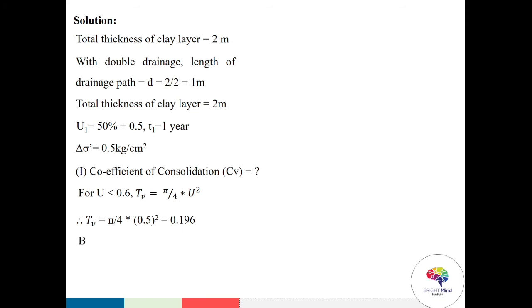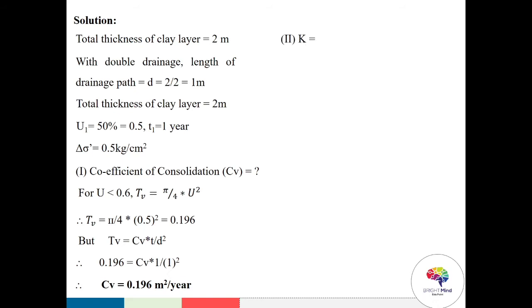0.196. Also, the time factor is equal to the coefficient of consolidation CV into T upon d square. T in this case will be T50, that is corresponding to 50% consolidation. So the value of time factor is known to us, the length of the drainage path is known to us, and also the time duration is known to us. So simply substituting the values, that is 0.196 equals CV into 1 upon 1 square, the value of coefficient of consolidation comes out to be 0.196 meter square per year.